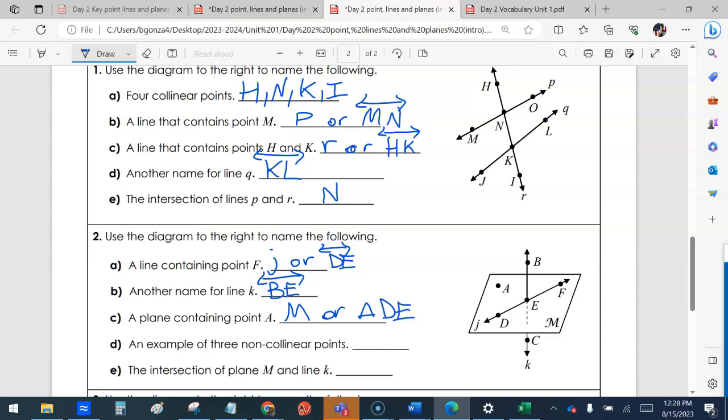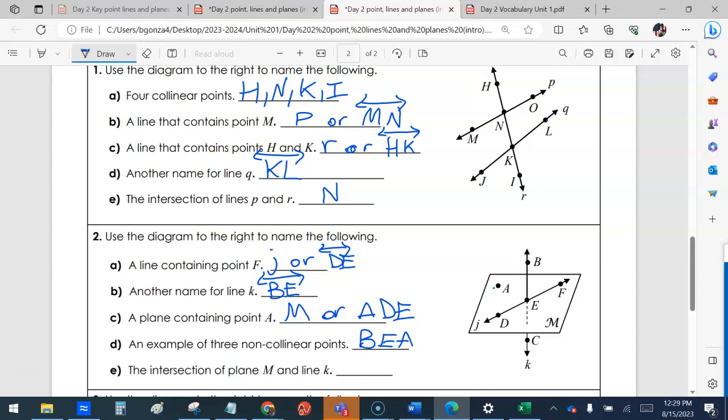An example of 3 non-collinear points. All I need are 3 points not in a straight line. So let's try B, E, but instead of C, I'm going to pick A. You could do BEF, you could do DEB, there's so many options.